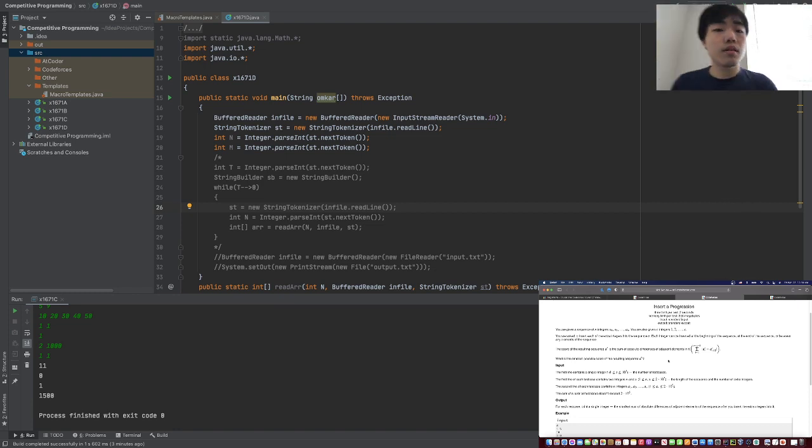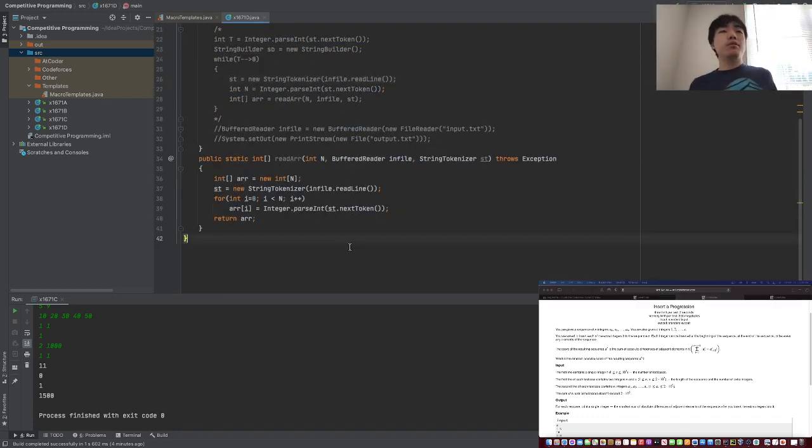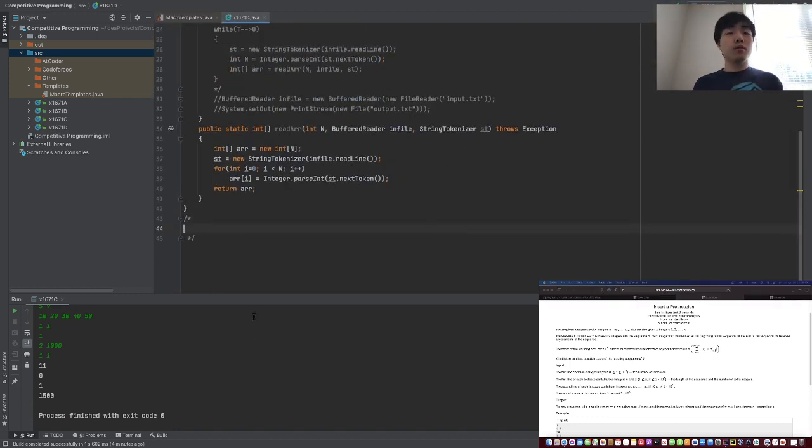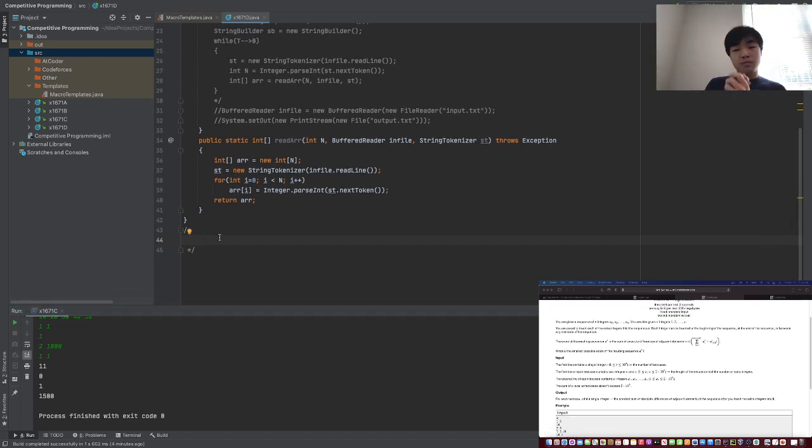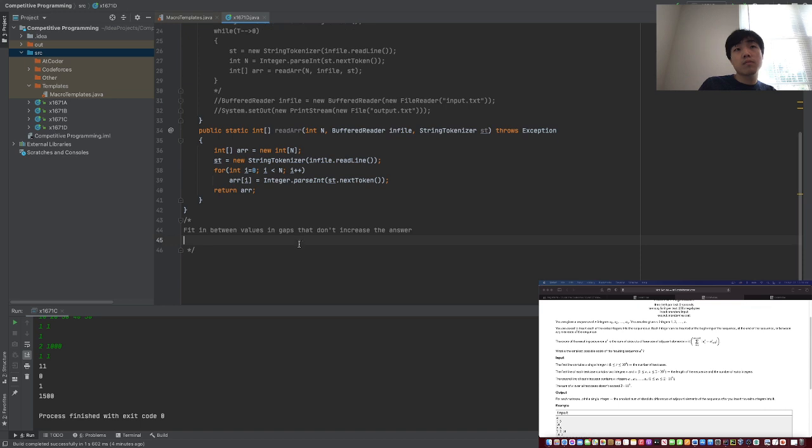Given a sequence of integers, this smallest sum of absolute values. Okay, so we always want to fit. I think that's always a valid move to make. Yeah.